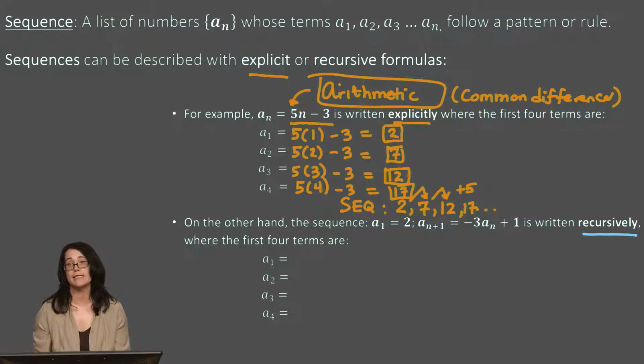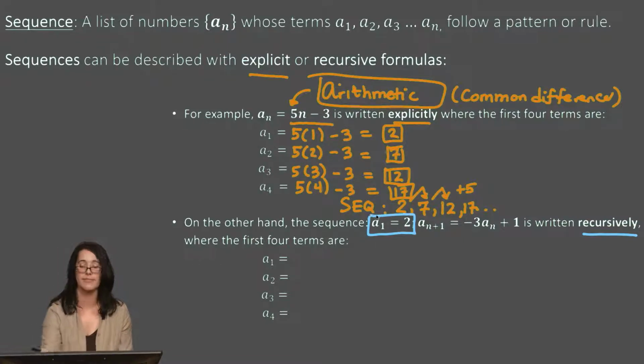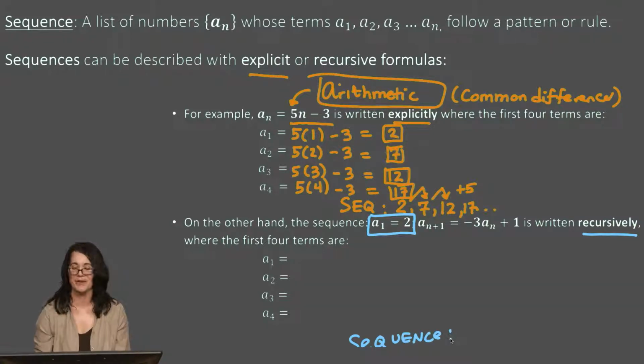Well, the first thing is you would need to tell the reader, or the person reading your problem, what your first term was. So they start off by giving you a first term. In this case, A sub 1 equals 2. So if you're trying to write out the terms of your sequence, your first term is given to you as a 2. So that will always be provided, the first term.